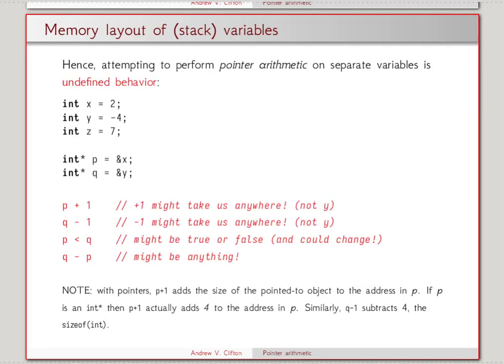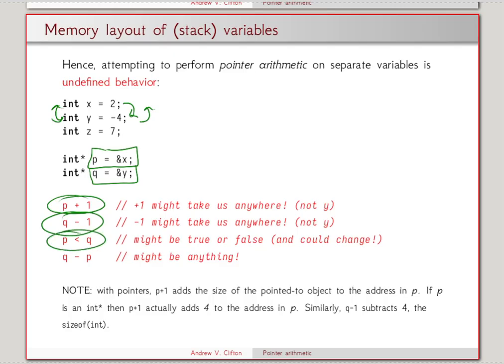If you try to do any kind of pointer arithmetic on separate variables, you get either undefined behavior or in some cases what's called unspecified behavior. So for example, if p is a pointer to x, and q is a pointer to y, if I do p plus 1, that might take me anywhere. It's not necessarily going to be the next int variable. Same thing is true for q minus 1. If I ask what's 1 int before y, that might not be x. That might be some other random thing. Or the order of these two might have swapped. It might be that y actually comes first in memory and then x is later.